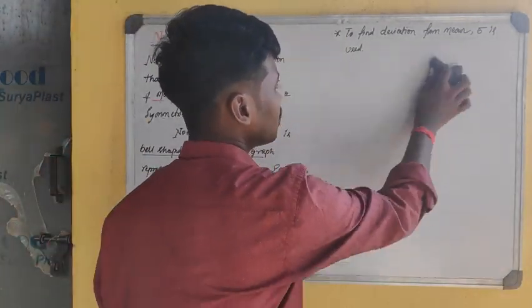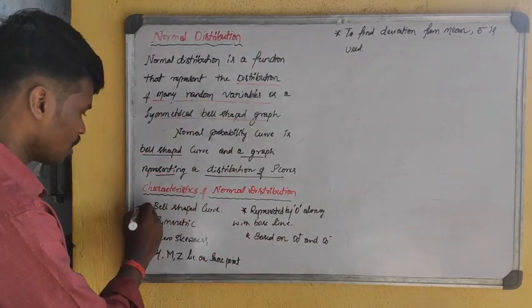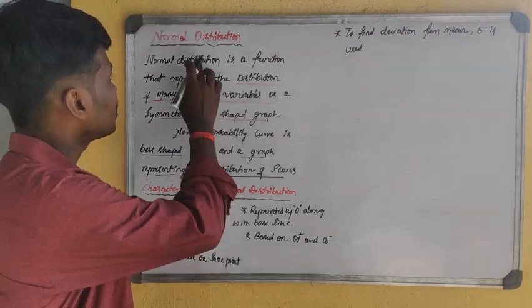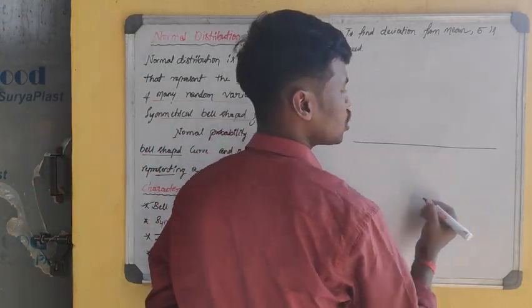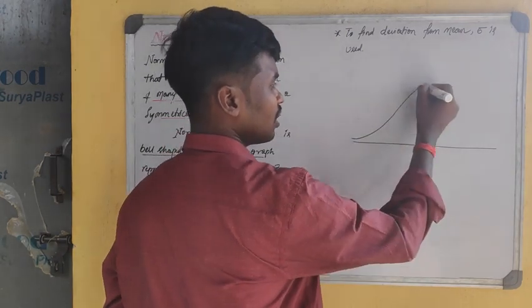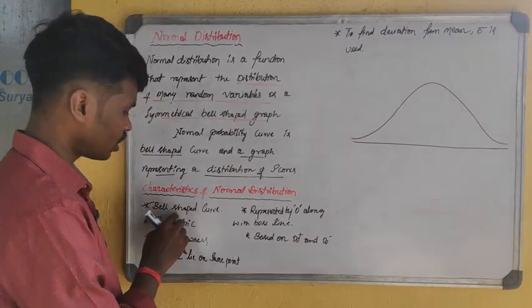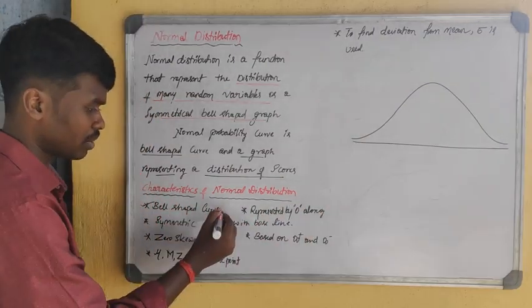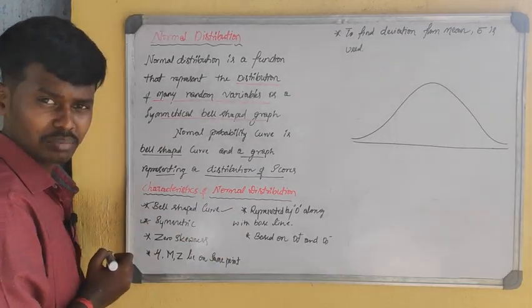See, under that, the first one is the bell-shaped curve. It is one of the major characteristics of this normal distribution table. So the normal distribution table is a bell-shaped curve. Okay, so write down the characteristic and write down the diagram. Next, it is a bell-shaped curve. Okay, the second one is a symmetric bell-shaped curve.